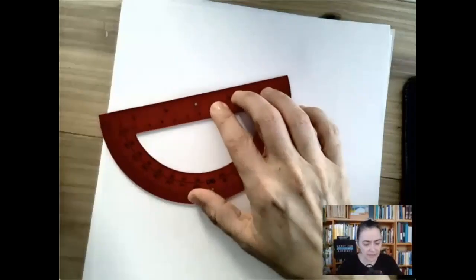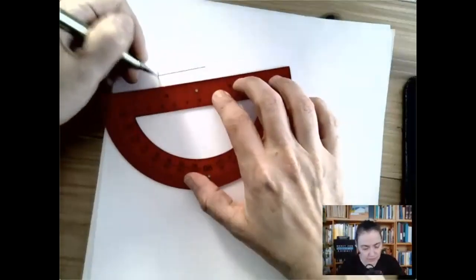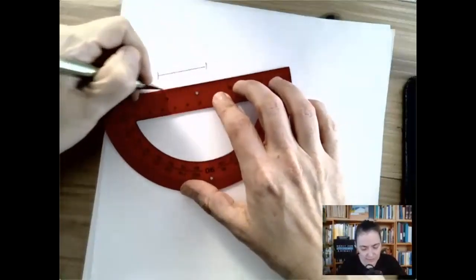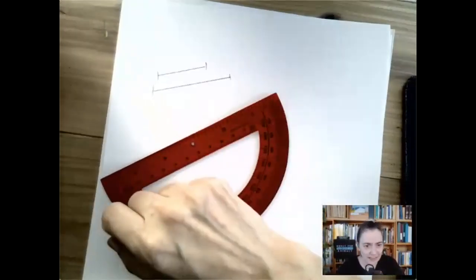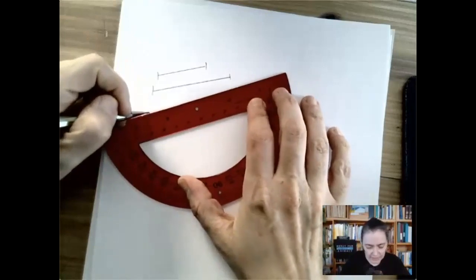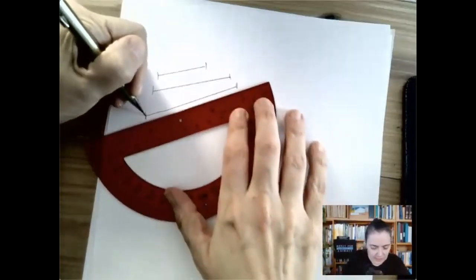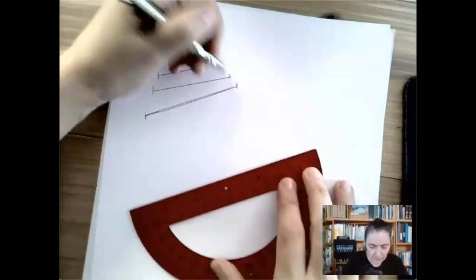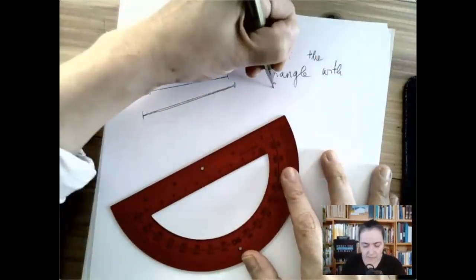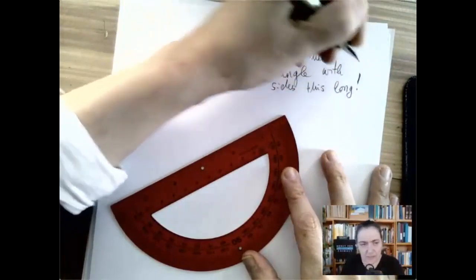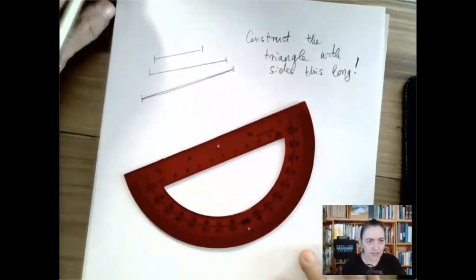Suppose we're given three line segments, and we have to draw the triangle with sides that long. Instead of giving three numbers, which in trigonometry you would be able to use to compute the angles, here we're just given three lengths, like so. Actually, this involves quite a few other things, but construct the triangle with sides this long. Now, the triangle, if measured, must pass the triangle inequality.